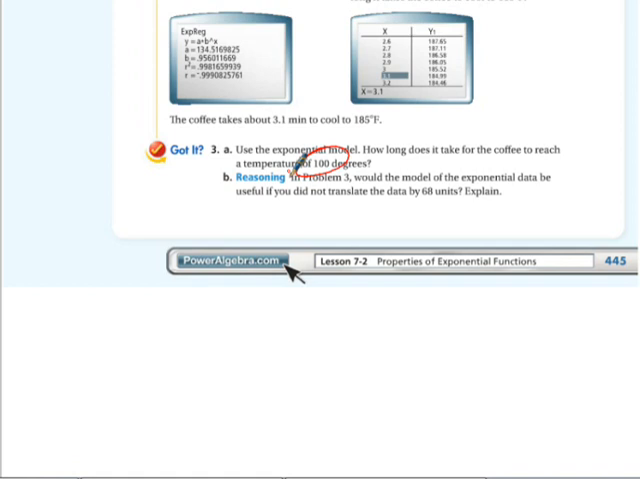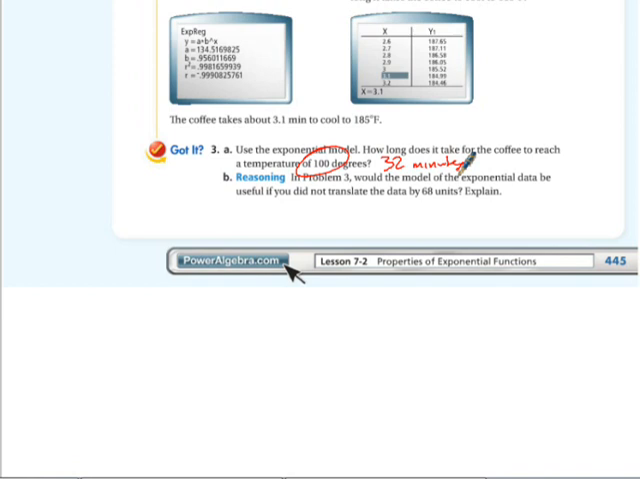All right, you've got some answers. To reach 100 degrees, it's going to take about 31.9 minutes, so about 32 minutes. And then as far as if we didn't translate by 68, would it make sense? No. Hot coffee cannot cool below room temperature.